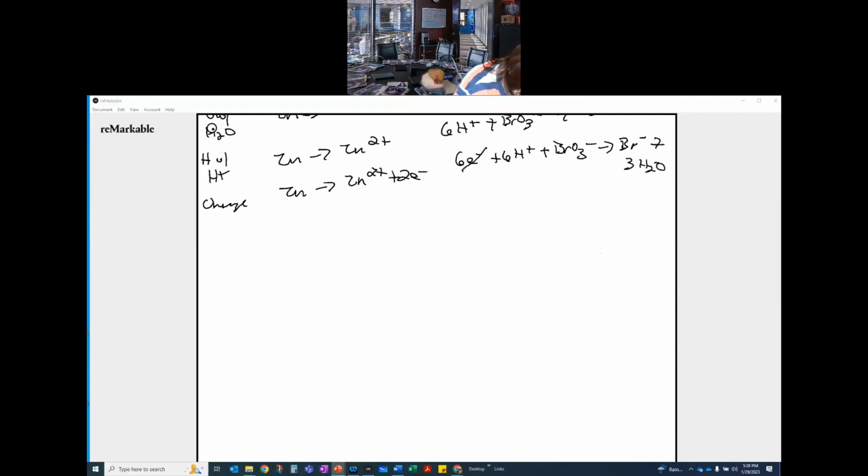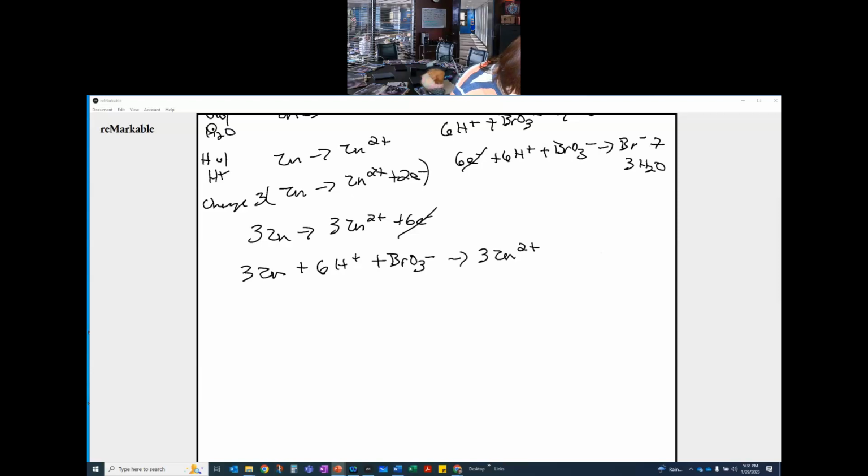6 electrons. I need to multiply this by 3. 3Zn goes to 3Zn2 plus and 6 electrons. Cancel those 6 electrons. I don't have anything else in common, so I'm going to add: 3Zn plus 6H plus BrO3 minus gives 3Zn2 plus, Br minus, plus 3H2O.